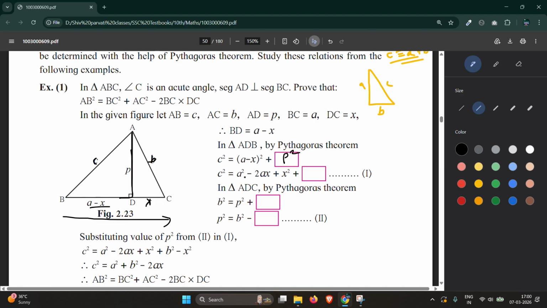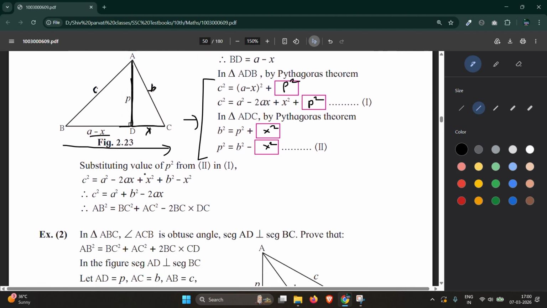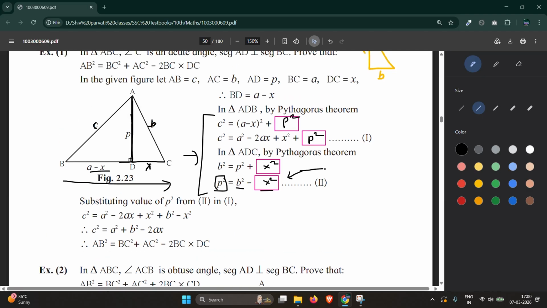That means C squared equals A squared minus 2AX plus X squared plus again P squared. And in the triangle ADC, the other one over here, B squared is just P squared plus X squared. So P squared equals B squared minus X squared. Right, this is just basic algebra, nothing fancy over here. And then we just substitute the value of P squared. This is the value of P squared that we got in the second equation, right? That P squared is B squared minus X squared. So we will take this value and put it over here into this equation.